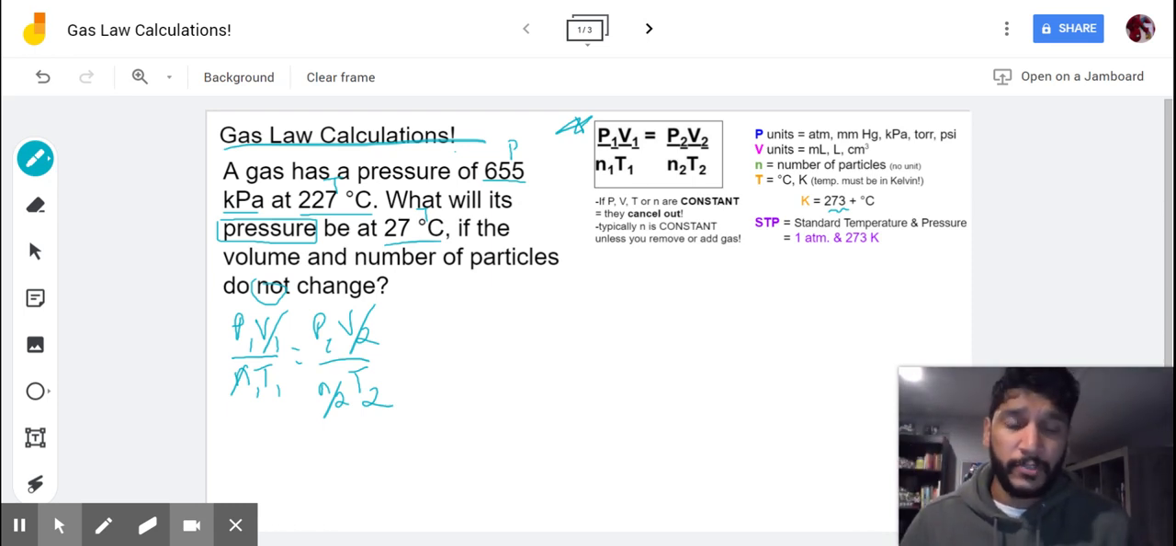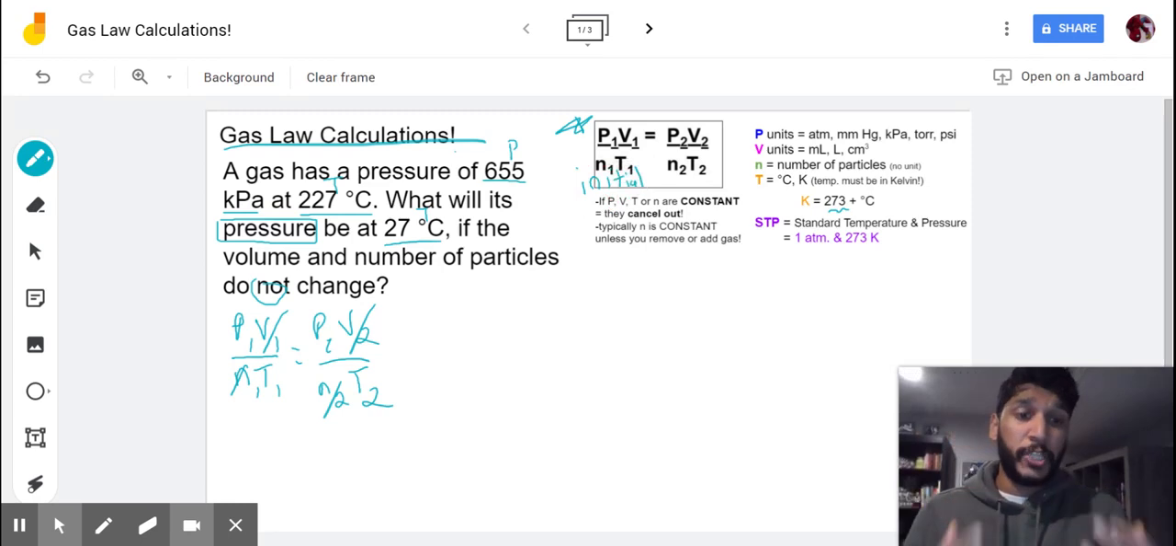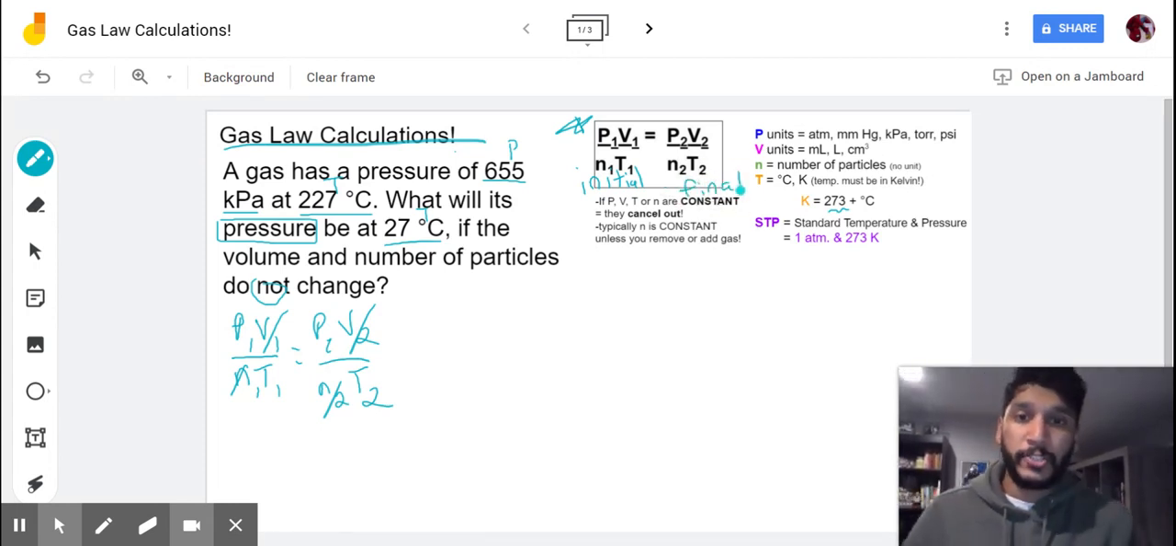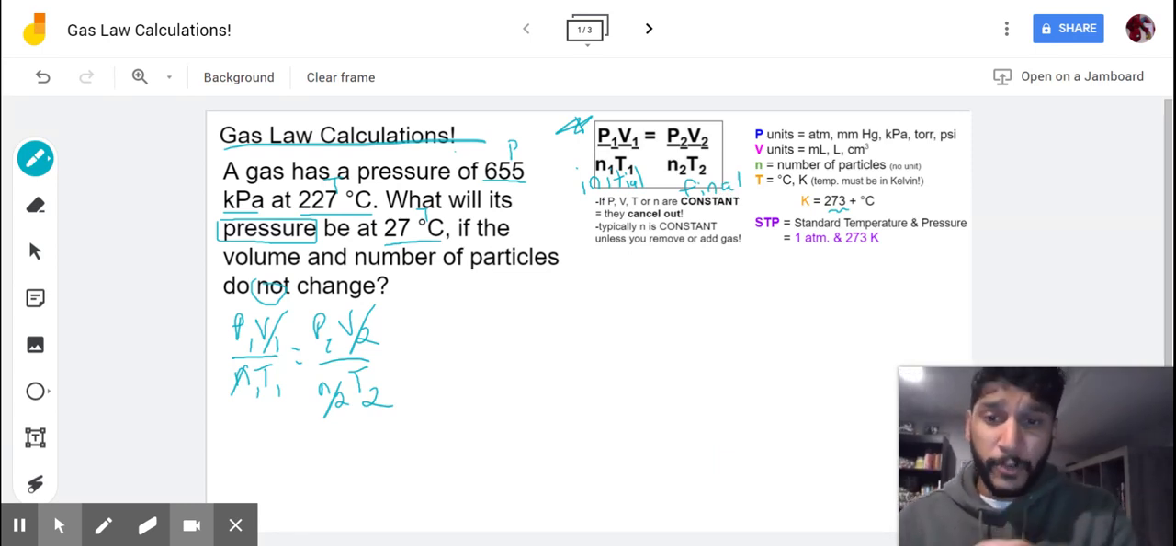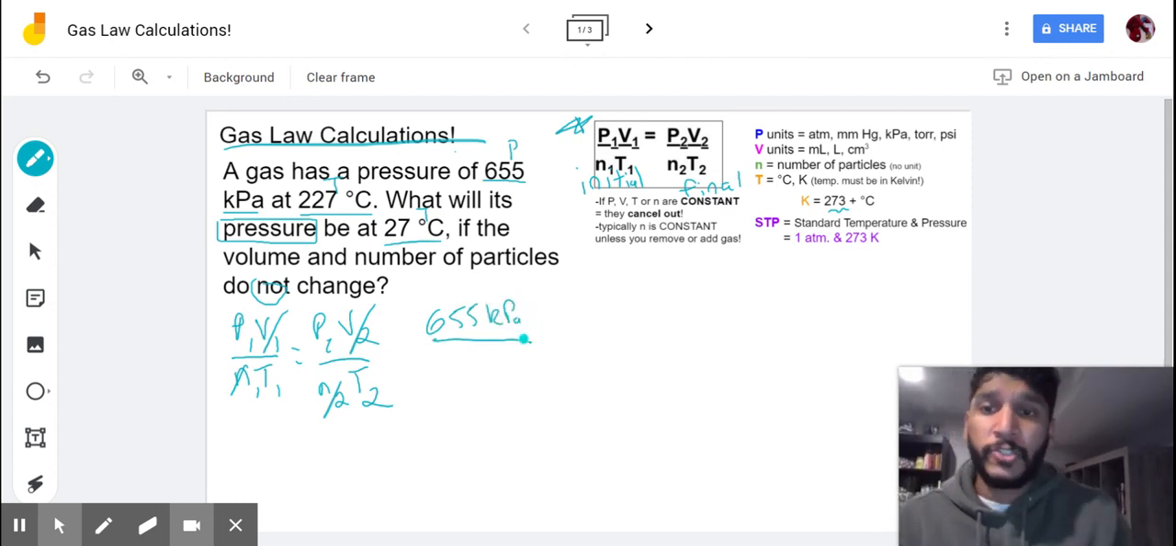The 1 stands for initial, so anytime we want to know our initial conditions before we make some changes. After stuff is changed, those are our final conditions, which are our 2's. So we're comparing our initial conditions to final conditions. Our gas was at first at a pressure of 655 kilopascals, and our initial temperature was 227 degrees Celsius.